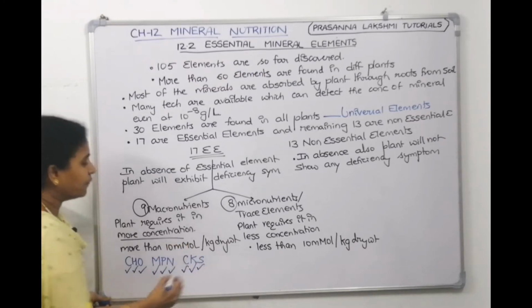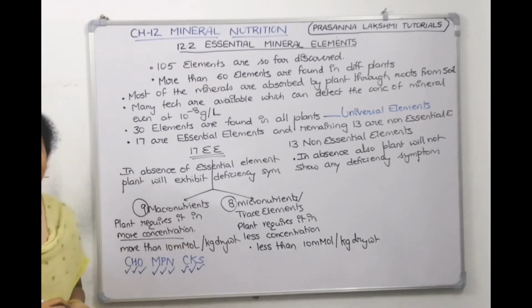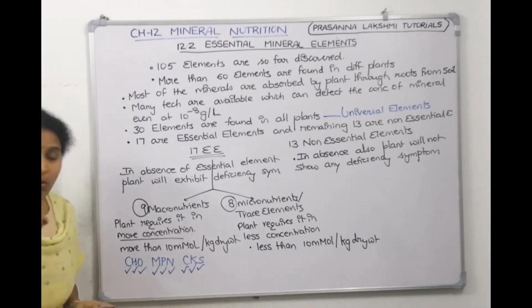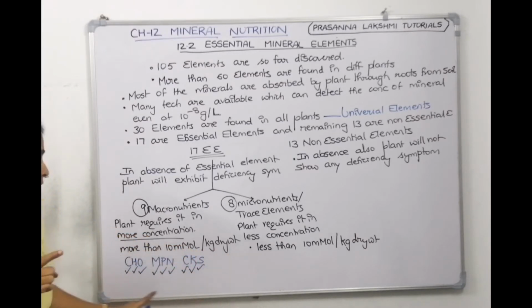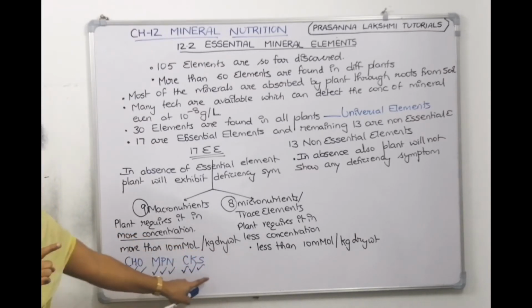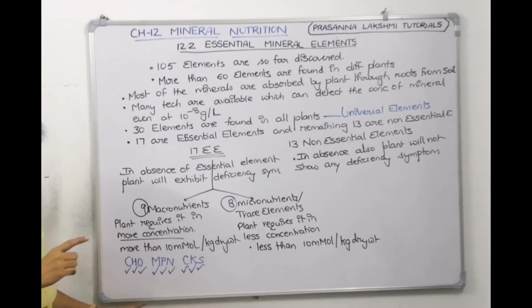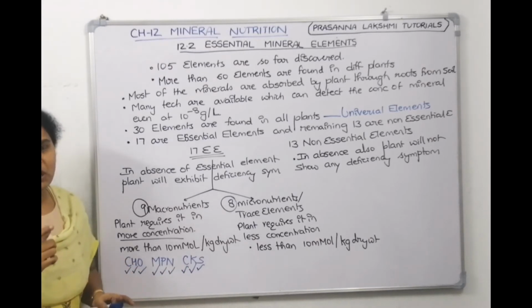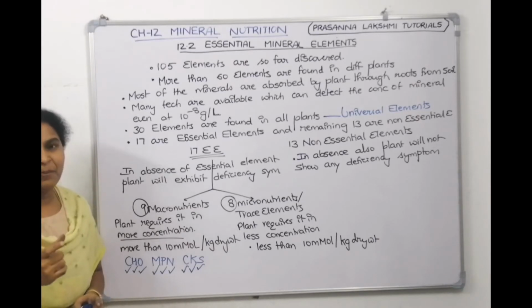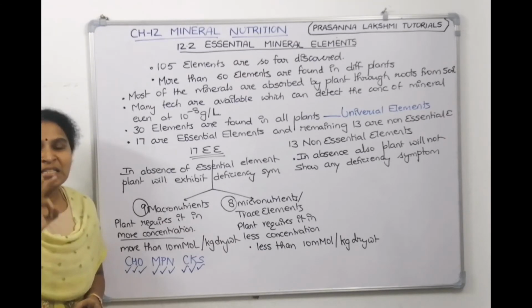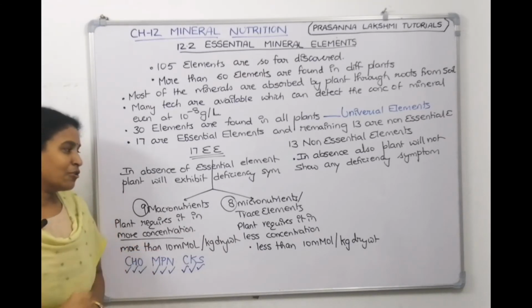S for sulfur. So the 9 macronutrients which are required by the plant in more than 10 millimoles per kg dry matter are CHO, MPN, CKS. For CHO, for carbohydrates we give the formula CHO. Most Probable Number we will tell, like that the code is MPN, and CKS is that cricket team, right? So like that you remember, CHO, MPN, CKS is the code for macronutrients.